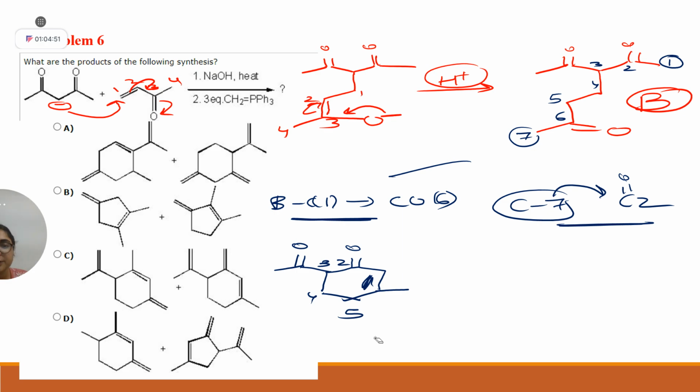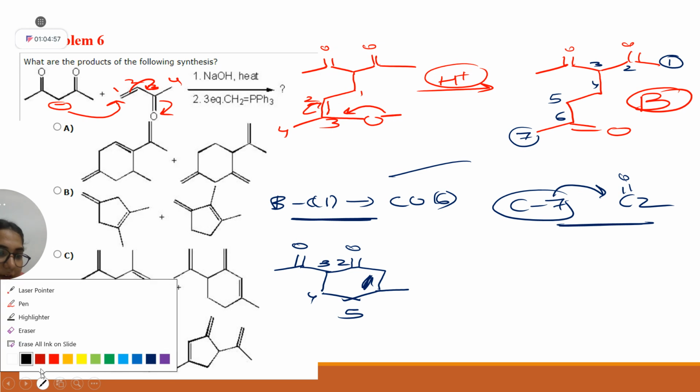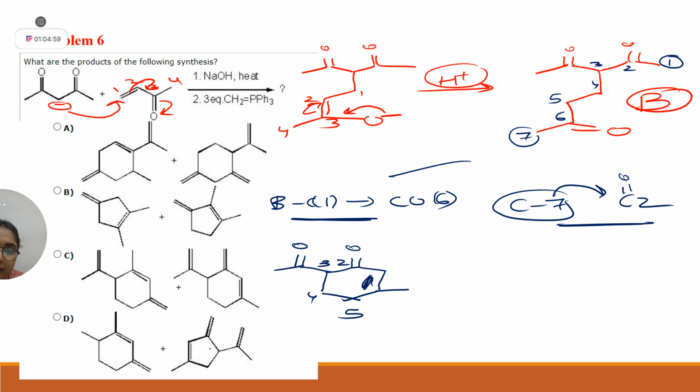Clear how I got this product? This is nothing but your third option, whatever second option is given to you, right? This is matching with this, correct? Because on Wittig they will become carbon-carbon.